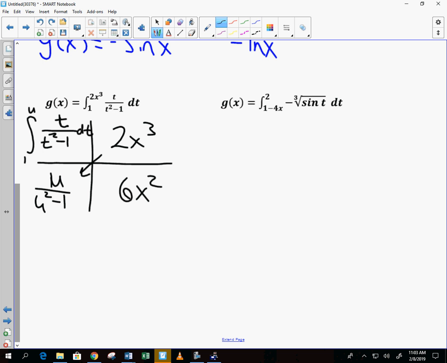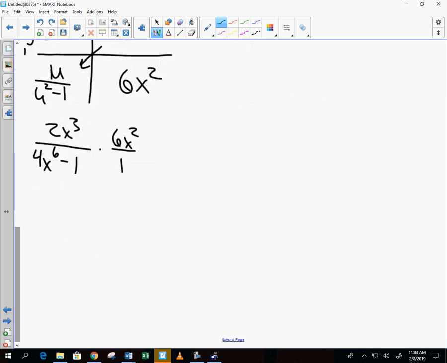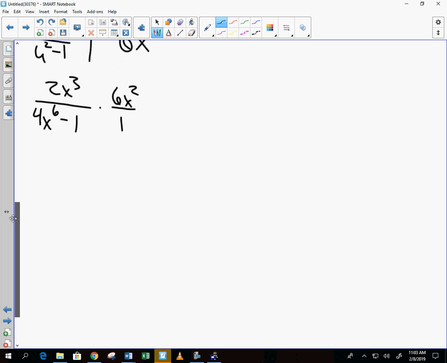So what do I put in place of u? 2x cubed over, if I take 2x cubed and I square it, what do I get? 4x to the 6 minus 1. And I have to multiply that by what? 6x squared over 1. So our grand total is 12x to the 5th over 4x to the 6 minus 1. It's not too bad, is it? But at the outset, it looks super complicated.